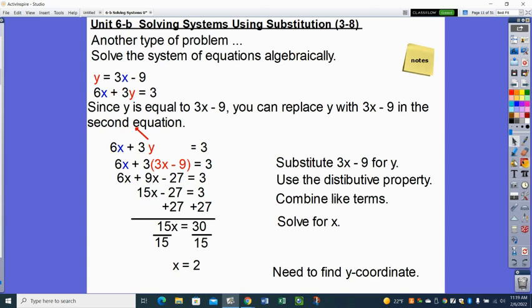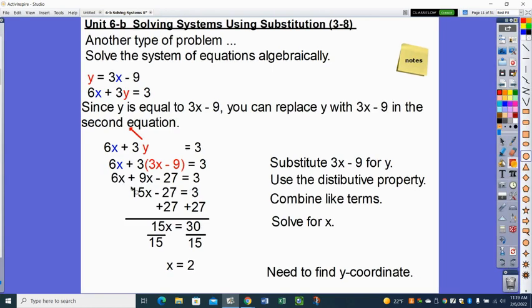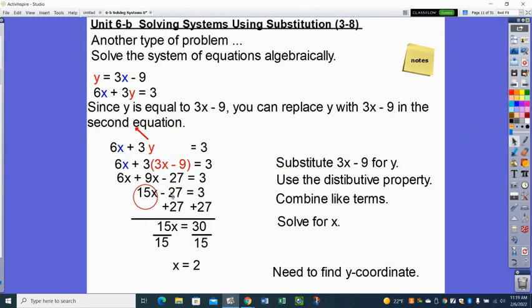And now I'm ready to do my Woodruff bubble and not touch that 15 that's in front of the x. So I get my eye on the minus 27. To make a zero pair, I've got to add 27, and whatever I do to the left, I've got to do to the right. So the 15x plus 0 equals 3 plus 27, which is 30. Remember, we undo multiplying by dividing, and I got x equals 2.